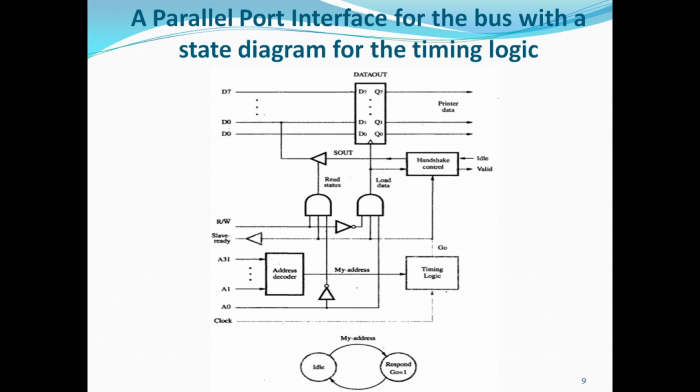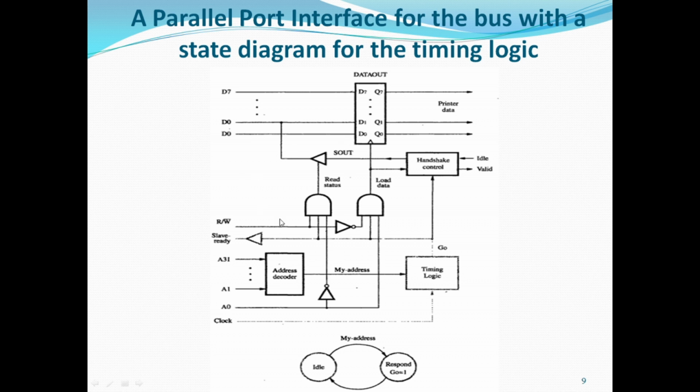Now let us see how the interface circuit can be changed to work with the bus protocol. A modified circuit for the interface is shown here. As you can see, we have introduced the timing logic block to generate the load data and read status signals. This figure is a parallel port interface for the bus with a state diagram for the timing logic.